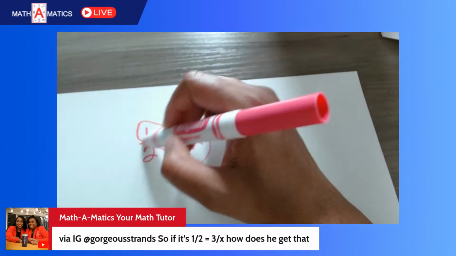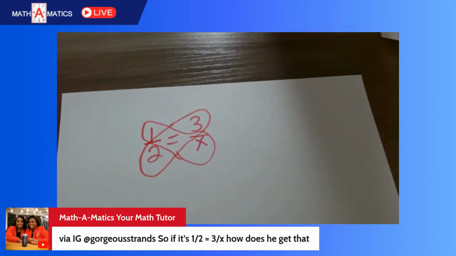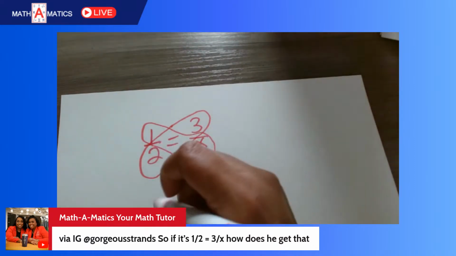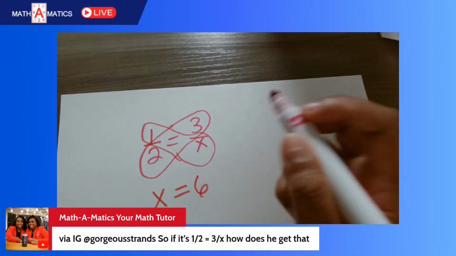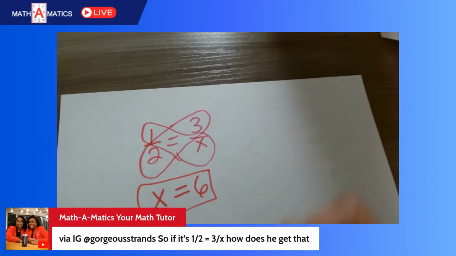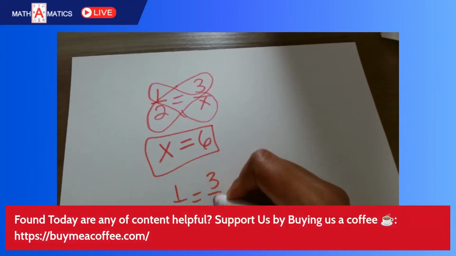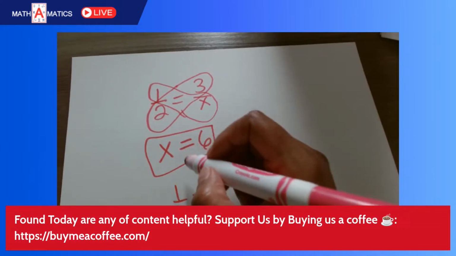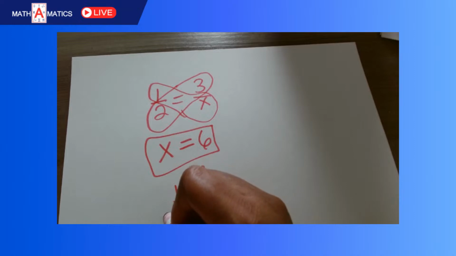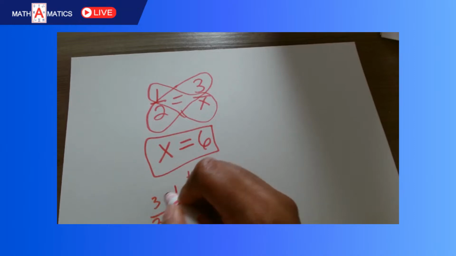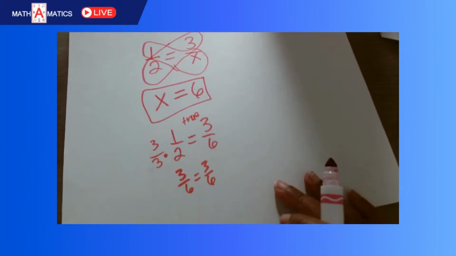So back to that butterfly, or we could call this a cross product. So we know that x times 1 will just give us x is equal to 2 times 3, which gives us 6. And so think about it. I'm going to rewrite it. 1/2 is equal to 3/6. Is that true? That absolutely is true, because we know 2 times 3 is 6, and 3 times 1 is 3. So 3/6 is equal to 3/6.